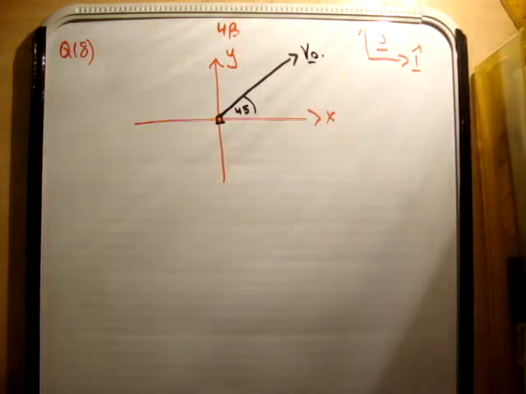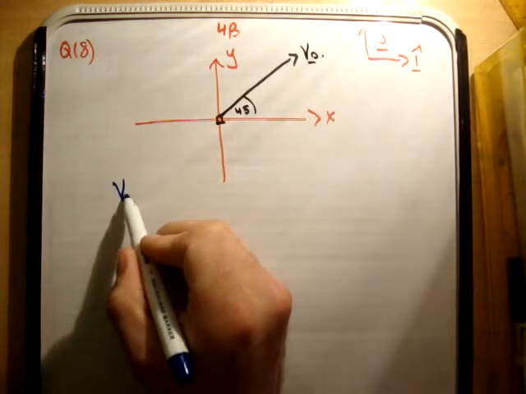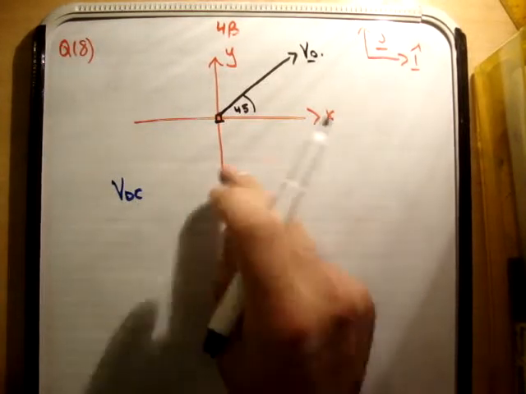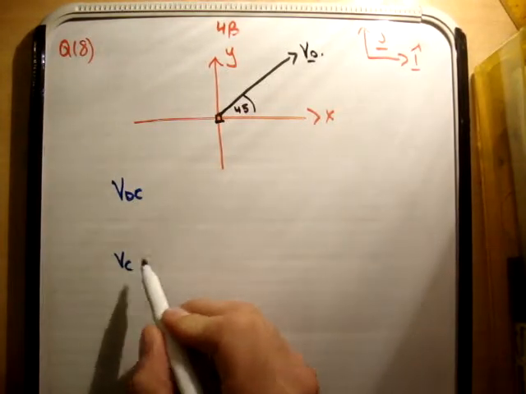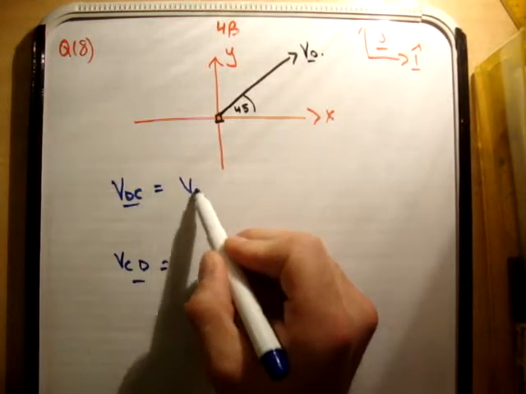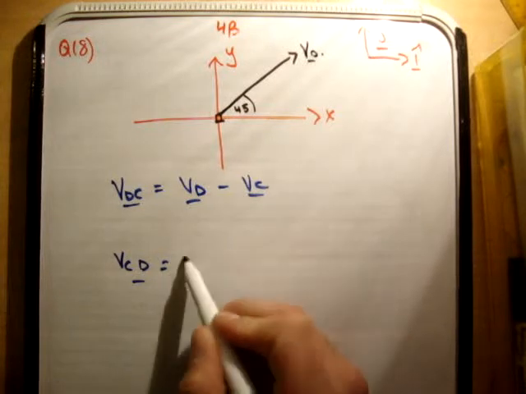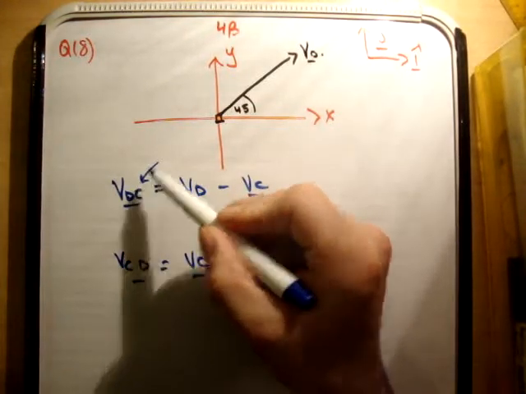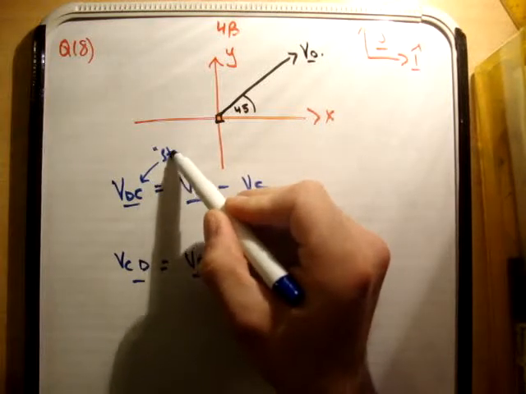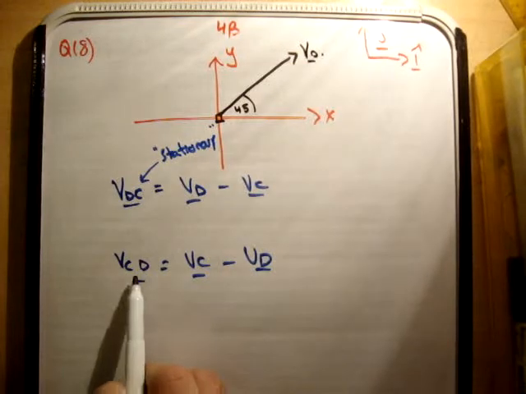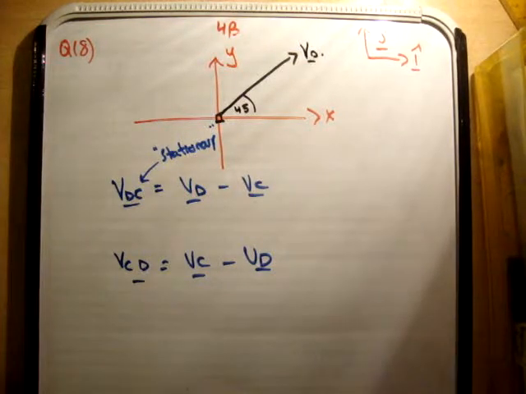So let's look at this. We could have VDC, the velocity of the destroyer relative to the cruiser, or we could have the velocity of the cruiser relative to the destroyer. So this is VD minus VC, and this is VC minus VD. And crucially, that means this is in a frame of reference whereby C believes it is stationary, and here it's D that believes it is stationary.